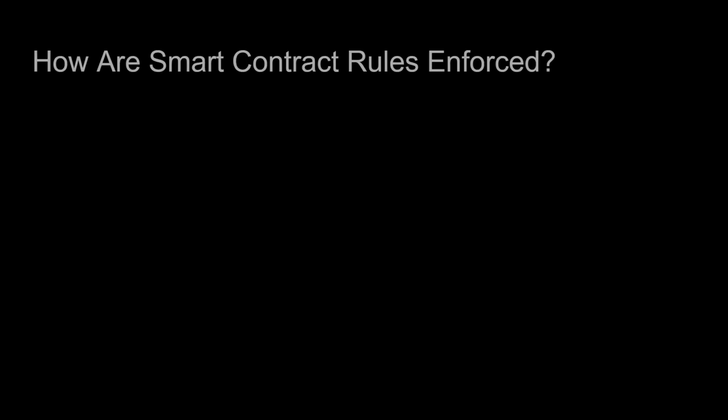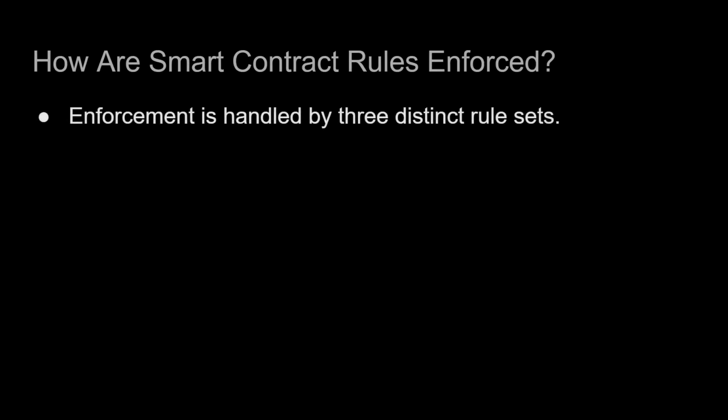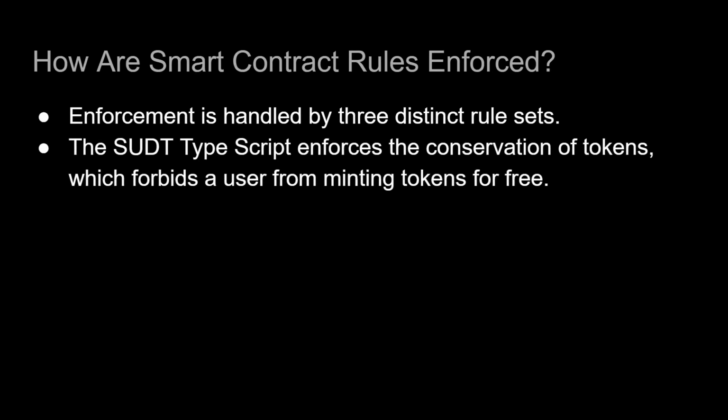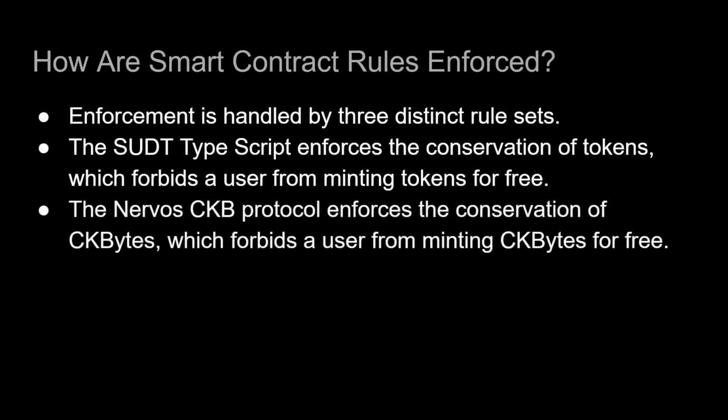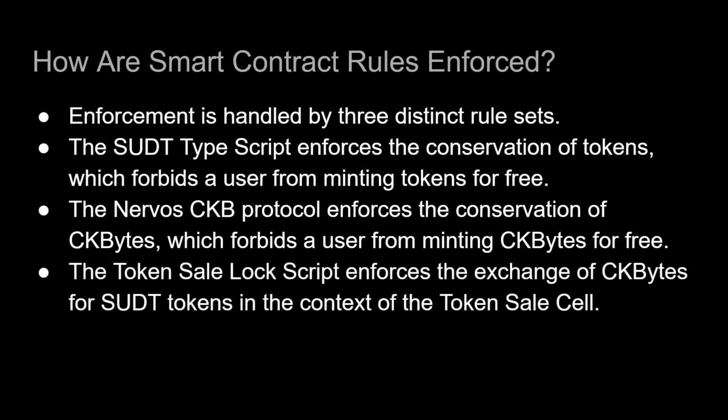So how are smart contract rules enforced? Enforcement is handled by three distinct rule sets. The first is the SUDT type script, which enforces the conservation of tokens and forbids a user from minting tokens for free. The second is the Nervos CKB protocol itself, which enforces the conservation of CK bytes. And just like with SUDTs, it forbids the user from minting CK bytes for free. And lastly is the token sale lock script, which enforces the exchange of CK bytes for SUDT tokens in the context of a token sale cell.